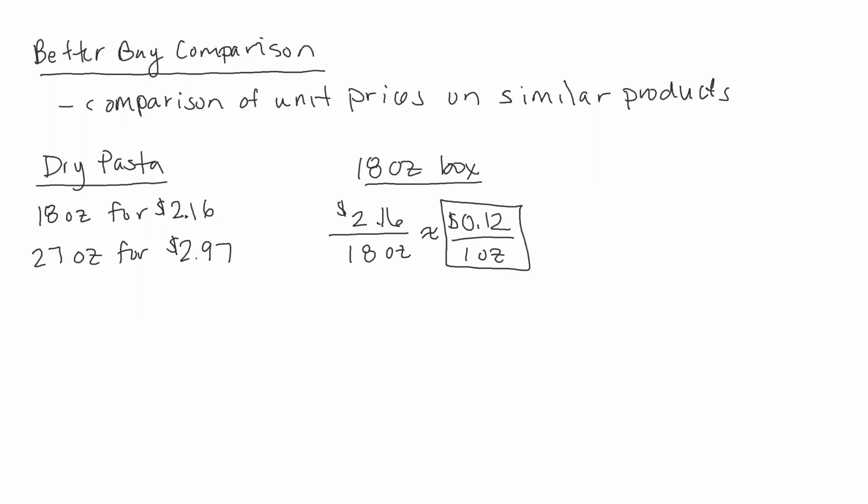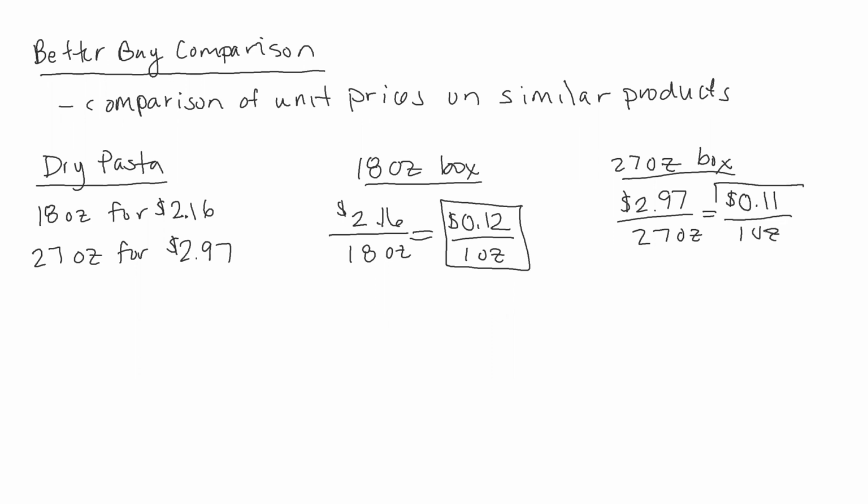Now we want to look at our second box of pasta. So we have the 27-ounce box. We're going to do the same thing. We're going to take and find the unit price. That's $2.97 divided by 27 ounces. This was actually exactly equal. So let me put the regular equal sign here. All right, so $2.97 divided by 27, and we get 11 cents per 1 ounce. So looking at these two, which product is cheaper per ounce?